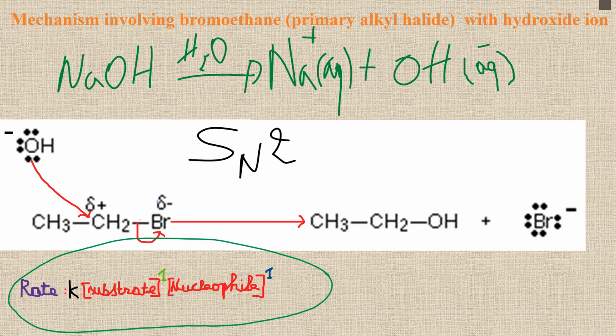The order of reaction with respect to the substrate is 1. And the order of reaction with respect to the nucleophile is 1. So the order of reaction with respect to both substrate and nucleophile is 1 plus 1, which gives 2. That's why the order of this reaction with respect to both substrate and nucleophile is 2, and the name of this mechanism is SN2, nucleophilic substitution of the second order.